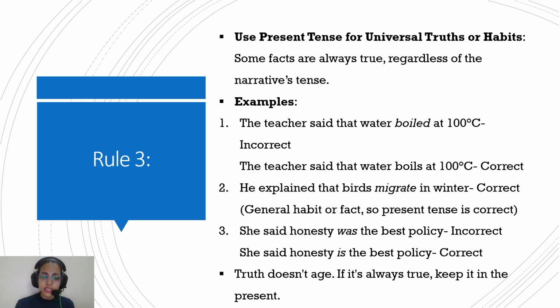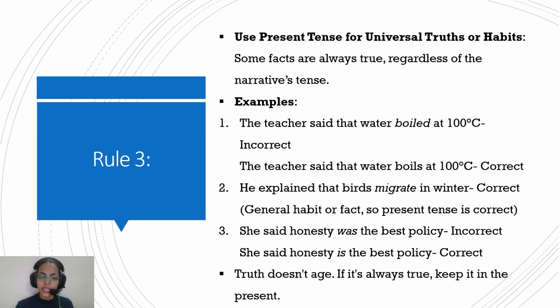In fact, when we were doing tenses, this was the very first rule that we did. The universal truths and habits are in simple present tense. So these universal truths and habits will always be, irrespective of the way the narrator is speaking, in the simple present tense. Okay. The teacher said that water boils at 100 degrees. That would be the correct form. He explained that birds migrate in winter. So again, it's a general habit. Like this is a regular occurrence. So this will also be in present tense only.